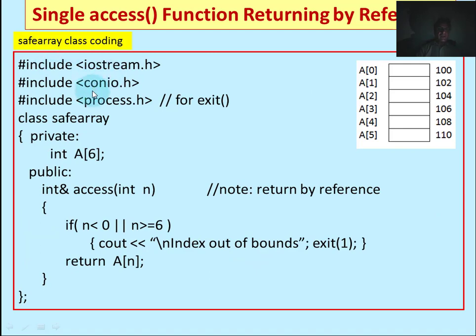This is actually our safe array coding, which is a modified version. Here you may see only a single function in place of the get and set functions. We are using a single function for both operations, input and output. We will use this single function. Very important program, very important concept.